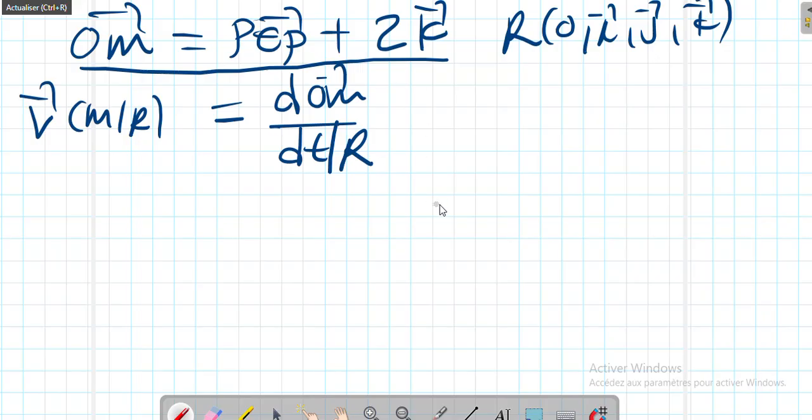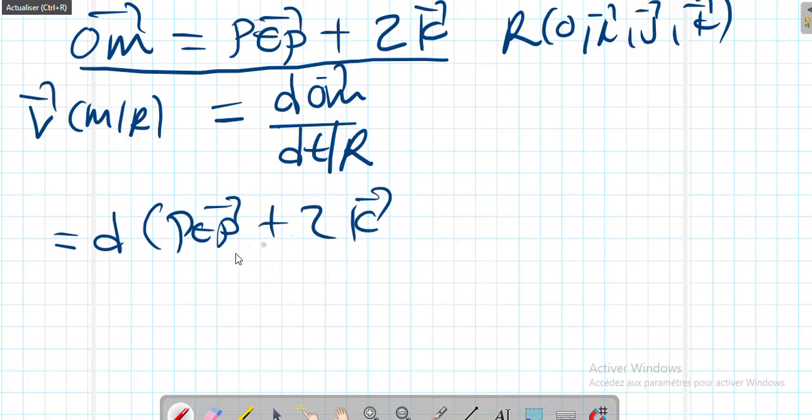This is why it's important to also know the notation. Do what you can to know how to find the OM in each base system. You just apply the same definition. So now you're going to differentiate rho e rho plus z k with respect to time in R.